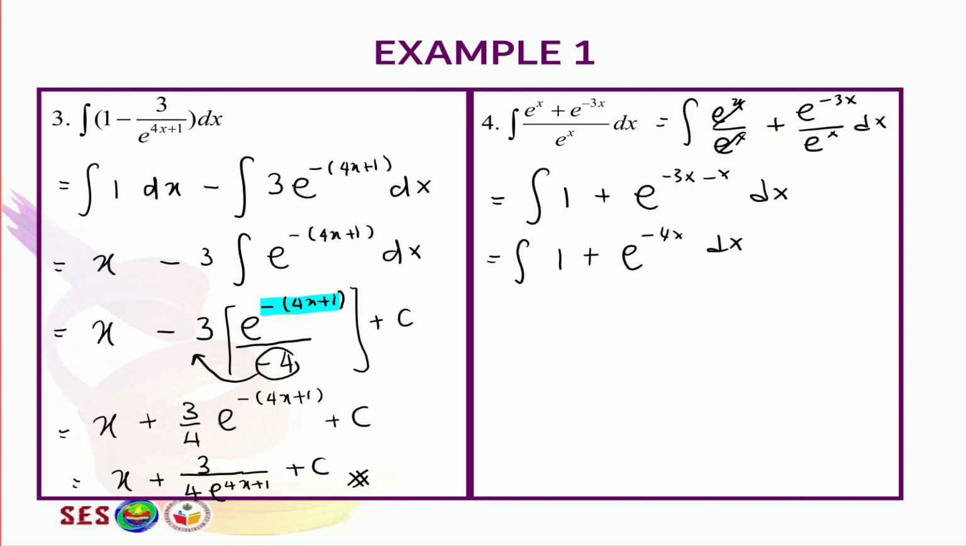So now we can start to integrate. Integrate 1, so we get x, plus e to the power of negative 4x. You need to differentiate the power, so you get a negative 4. And don't forget plus c. So your final answer would be x, minus 1 over 4 e to the power of negative 4x, plus c.